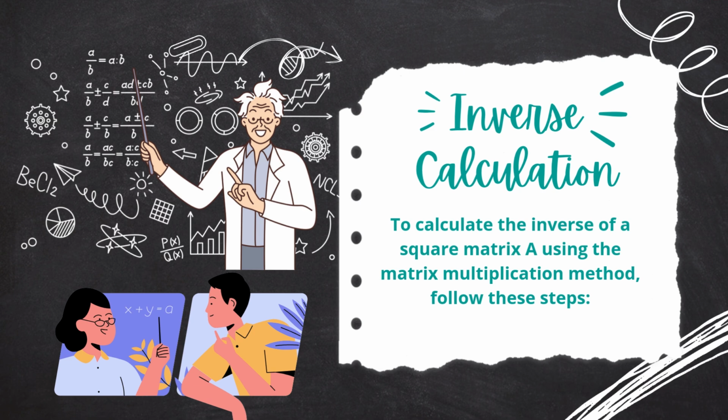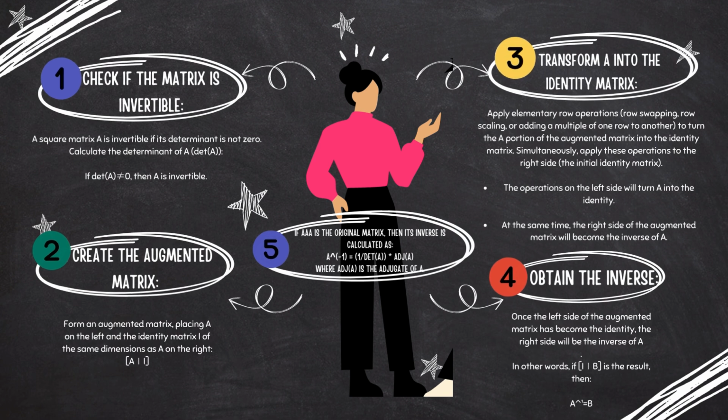Inverse calculation. To calculate the inverse of a square matrix A using the matrix multiplication method, follow these steps. First step: a square matrix A is invertible if its determinant is not zero. Calculate the determinant of A; if it is not zero, then A is invertible. Second step: form an augmented matrix placing A on the left and the identity matrix, of the same dimension as A, on the right.